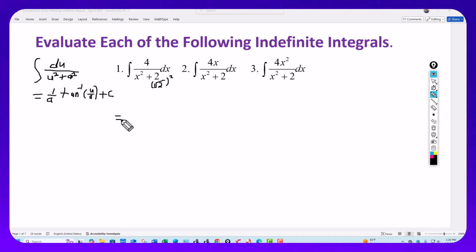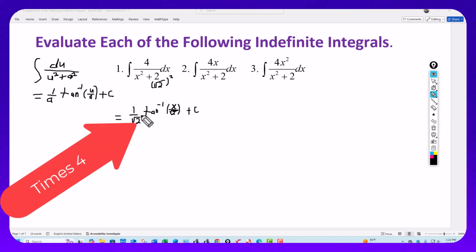So this is equal to 1 over a. In our case, a is the square root of 2, so this will be 1 over the square root of 2. And then this could be tangent inverse, or you can call it arctangent, of u over a. And like I said, in our case, u is x. So this would be x over the square root of 2, plus the constant of integration. And you can rationalize this and write this as the square root of 2 over 2 here.